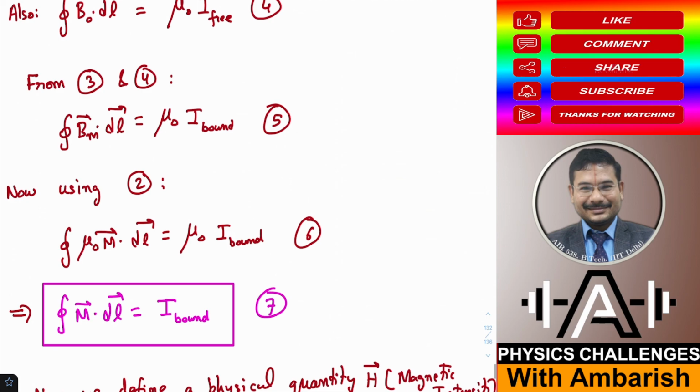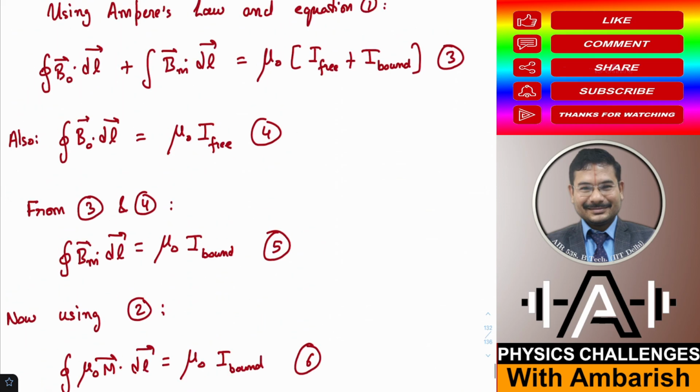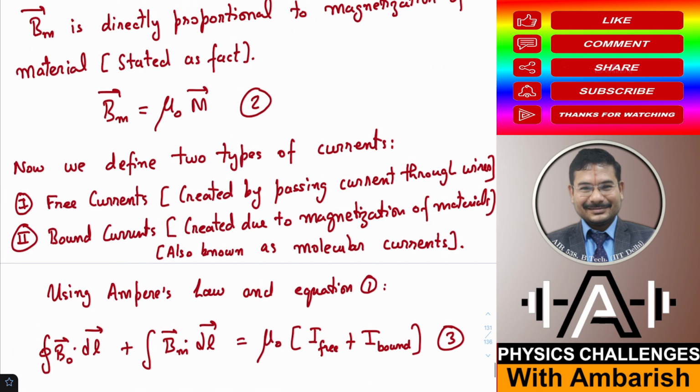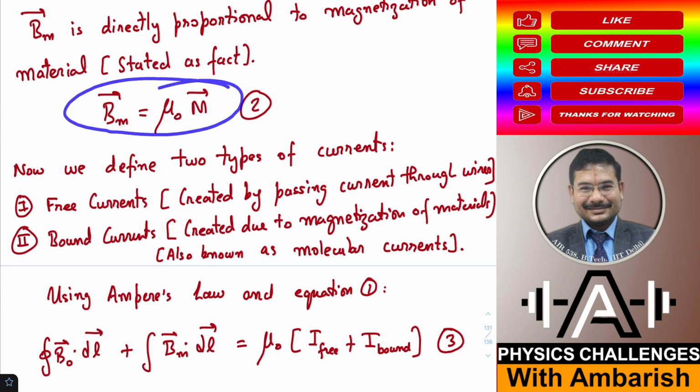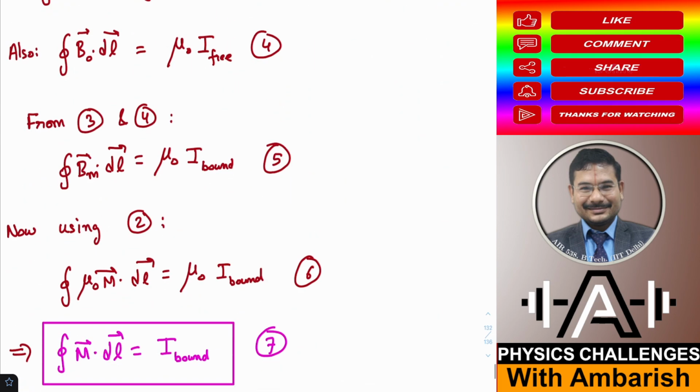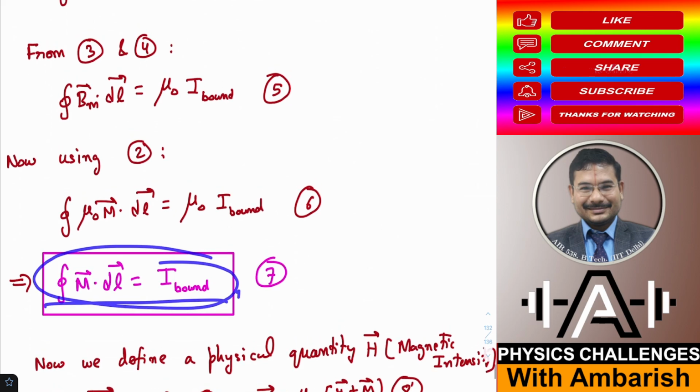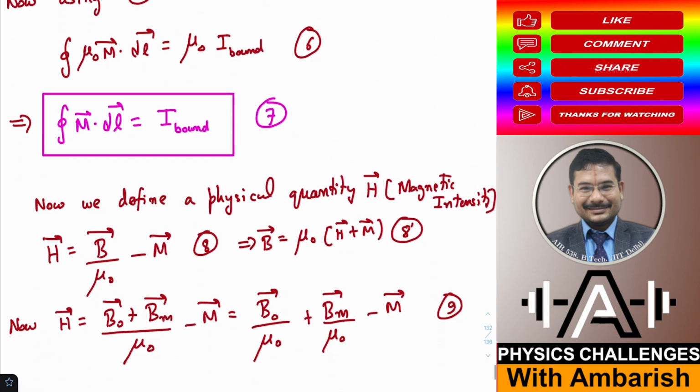So now using equation 2, where is equation 2? Here. So Bm is mu naught times m. So I can say that mu naught times the integral of m dot dl is mu naught times I bound, or I can say the integral of m dot dl is simply I bound, okay, that is molecular current, right? So this is one relation that I wanted to prove: the integration of magnetization over any contour is equal to the bound current passing through the contour, right?